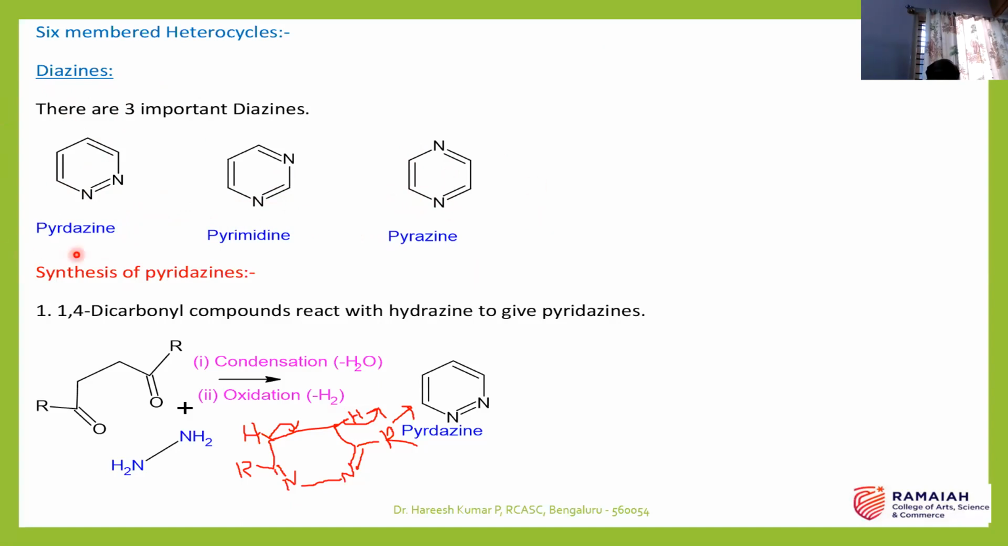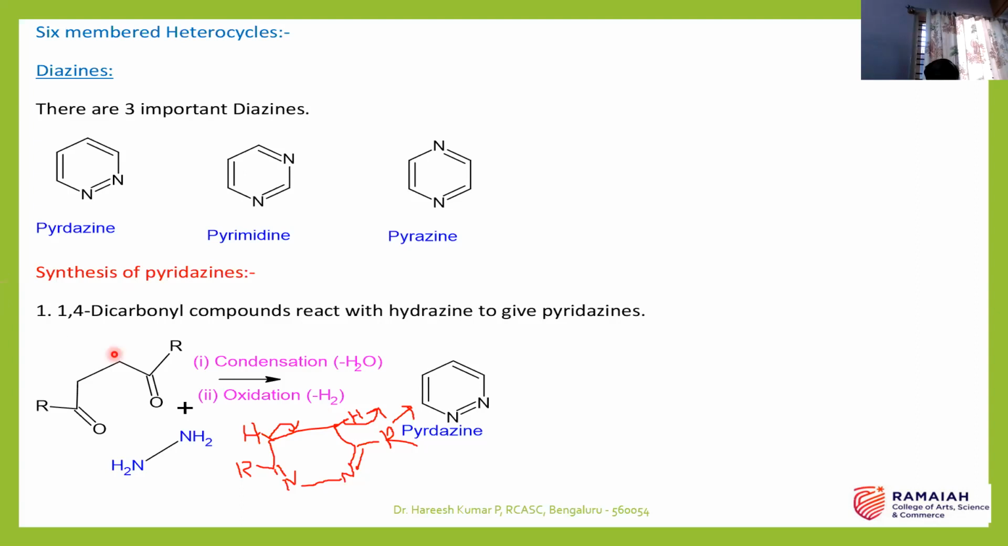Suppose in a six-membered ring the two nitrogens are at the 1,2 position, it is called pyridazine. You need to remember that in a six-membered ring, if the two nitrogens are at the 1,3 position, it is called pyrimidine. If the two nitrogens are at the 1,4 position, it is called pyrazine. Now let's take them one by one, starting with pyridazine, and look into its synthesis or preparation.